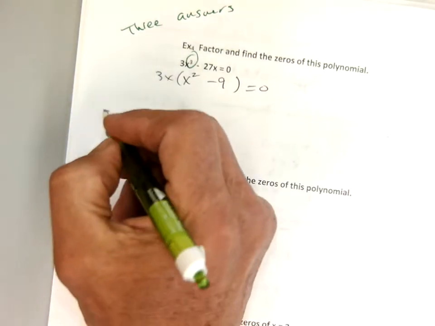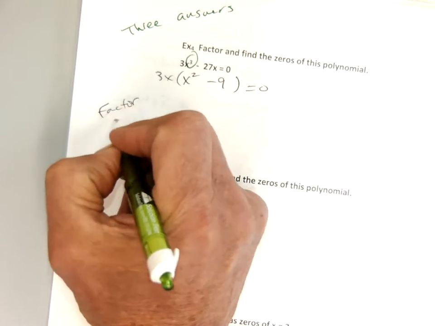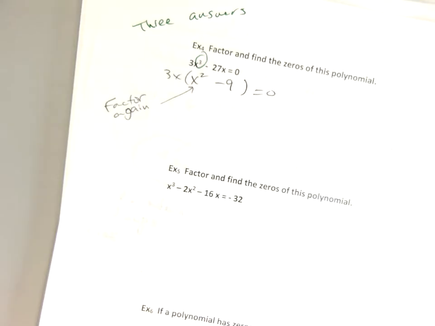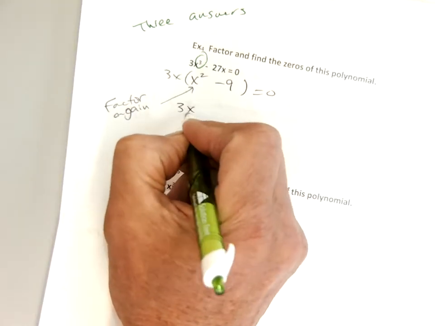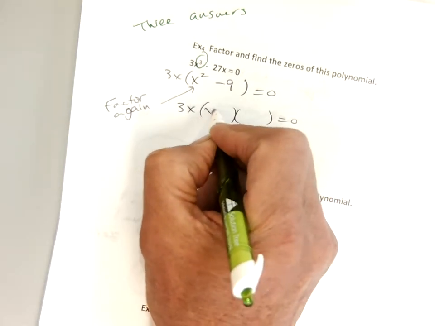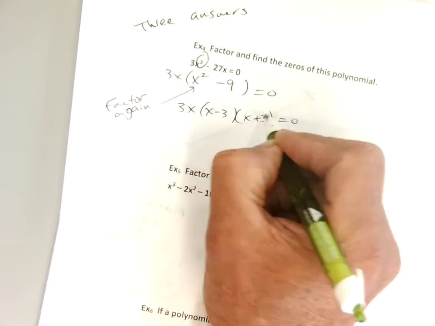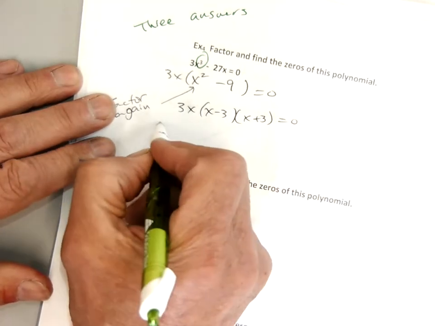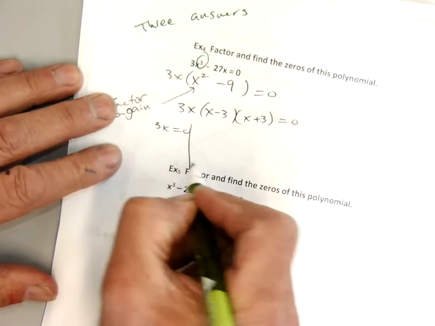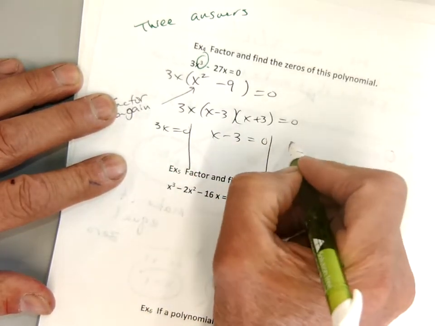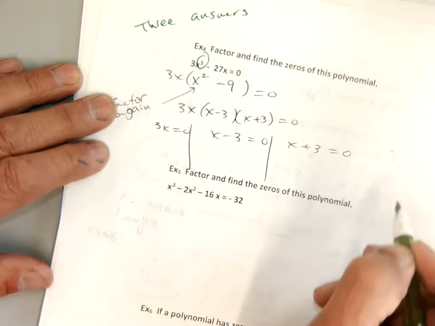Let's see if we can factor again. Can we factor again? What's that factor into? Yes, x minus 3, x plus 3. Everybody agree with that? Okay, we need 3 answers. We have 3 mini equations. Let's do it. 3x equals 0 is my first mini equation. x minus 3 equals 0 is my second mini equation. And x plus 3 equals 0 is my third mini equation.